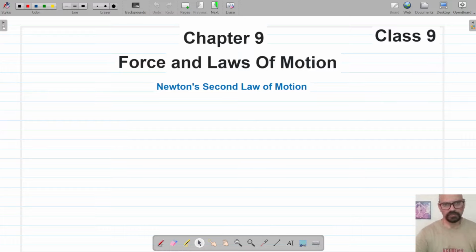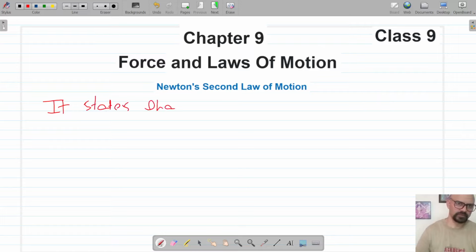And Newton's second law of motion has a mathematical expression as well. So we'll derive its mathematical formula as well. That is a mathematical expression. So firstly, the definition. It states that the rate of change of momentum is directly proportional to the applied unbalanced force, and it takes place in the direction of force. So that's the definition.